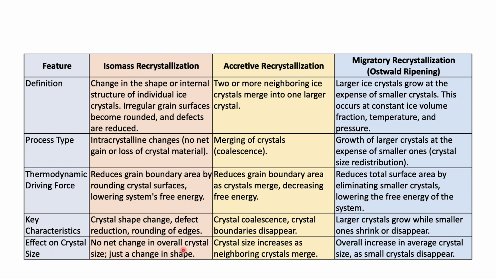And what is the effect of crystal size? There is no net change in the overall crystal size, just a change in shape with respect to isomass. That's the reason we say isomass. The mass remains the same. In accretive recrystallization, the crystal size increases as the neighboring crystals merge. And in Ostwald ripening, there is an overall increase in the average crystal size as smaller crystals disappear.